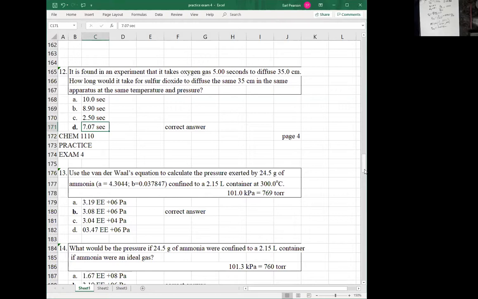I'm moving right along. Now we're doing van der Waals gases. Use the van der Waals equation to get the pressure exerted by 24.5 grams of ammonia, here are its constants, confined to a 2.15 liter container at 300 degrees Celsius. I think I better start a fresh new page on that one. That's a big problem to work.